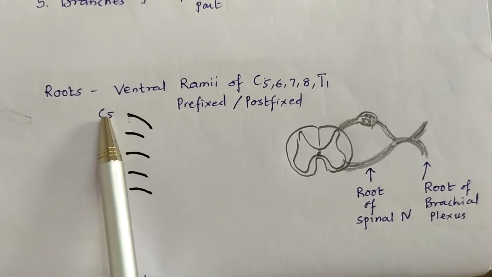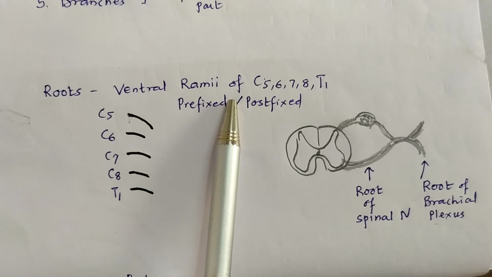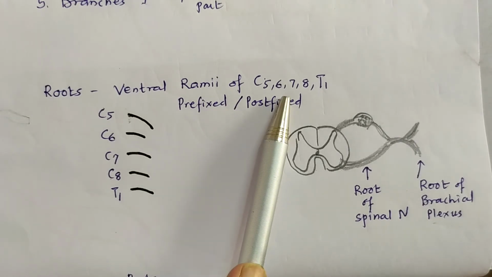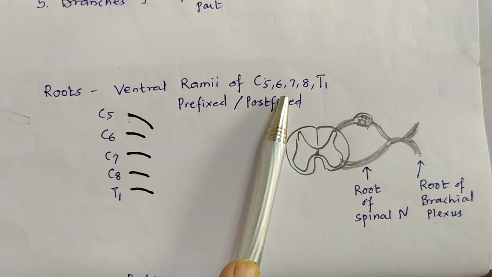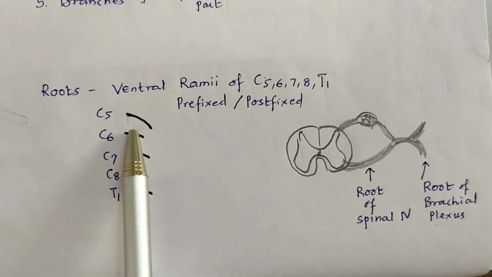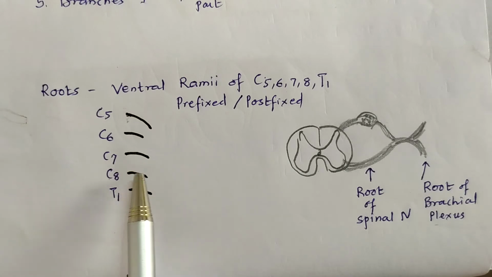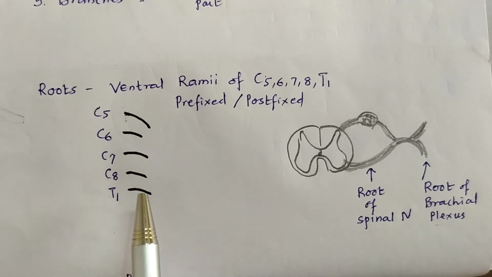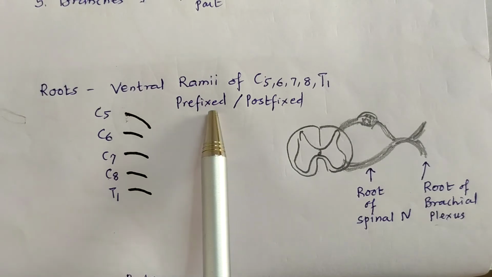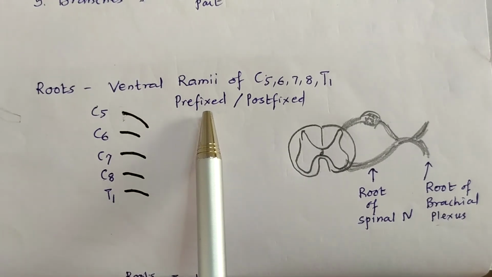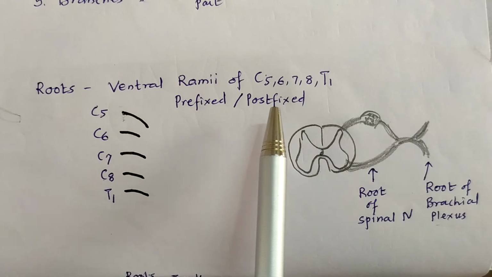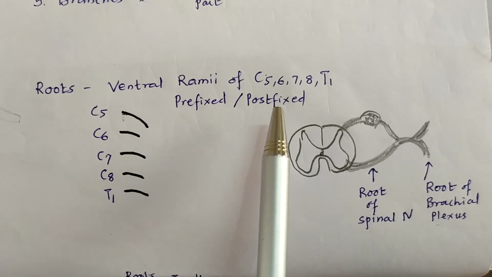The roots of brachial plexus are formed by the ventral rami of last four cervical and first thoracic spinal nerve, means ventral rami of C5, C6, C7, C8 and T1 form the roots of brachial plexus. So C5, C6, C7, C8, T1, these are the roots. If C4 takes part, then the plexus is called prefixed, and if T2 takes part, it is called postfixed.